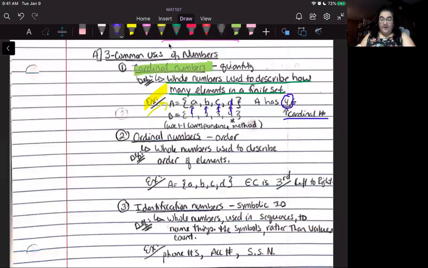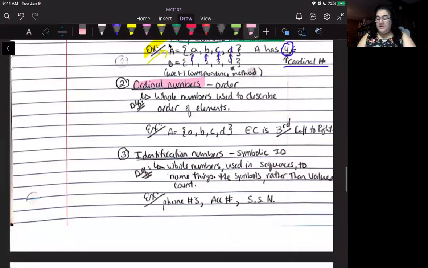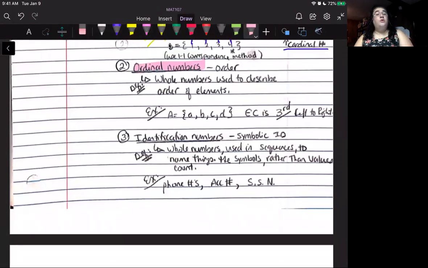Now we can also use numbers as ordinal numbers. Ordinal numbers you're probably extremely familiar with, because ordinal numbers are what tell us what order things are in. In English, we have ordinal words where we say something happened first, second, last, then, and finally. In math, we have ordinal numbers, which help us to determine the order of something. So ordinal numbers are defined as the whole numbers that we use to describe the order.